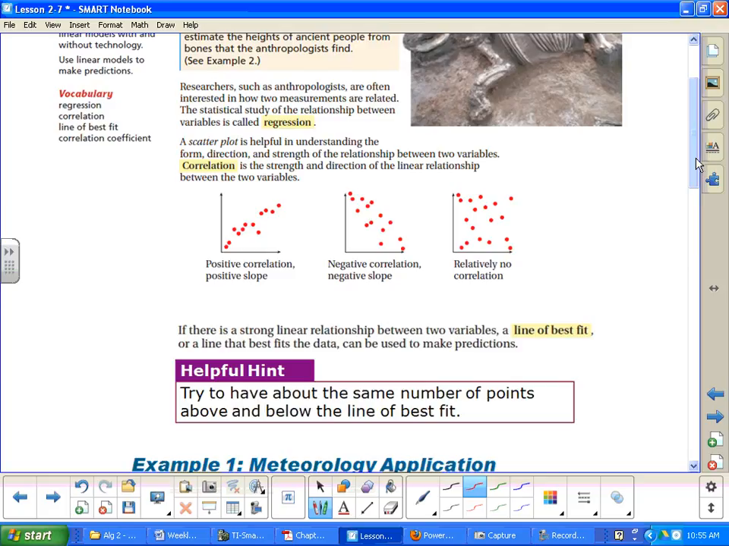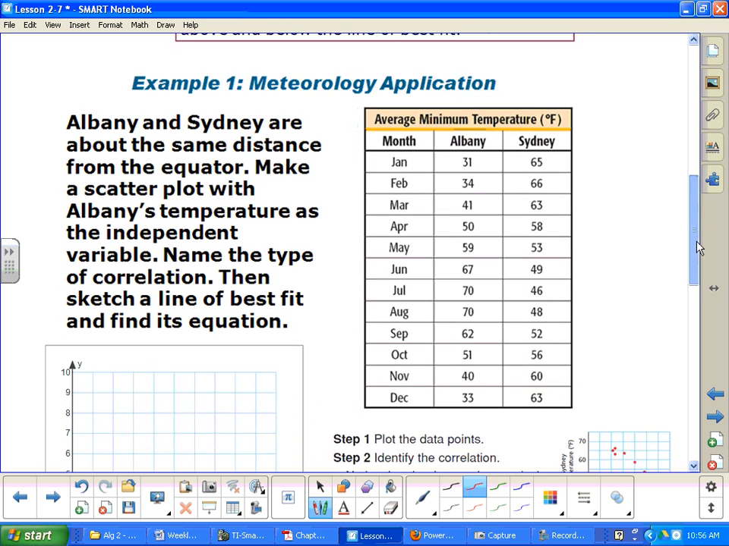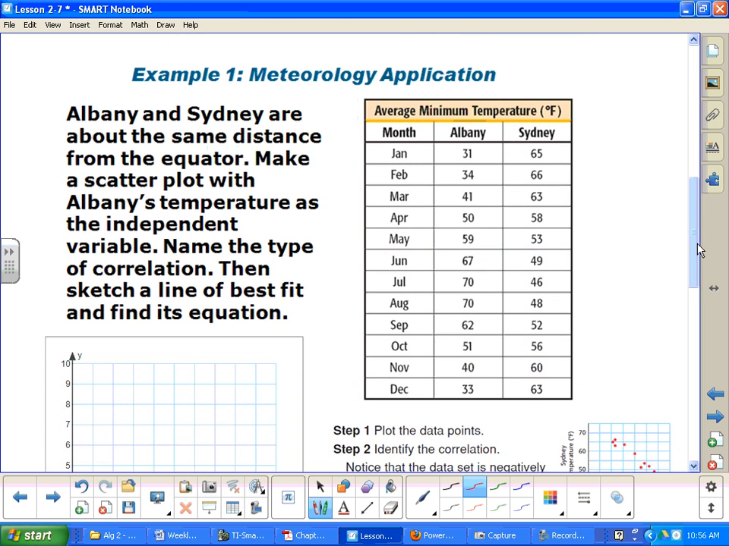So when we're trying to find a line that fits the data the best, we're trying to find a line of best fit. And when we do it by hand, we usually want to have the same number of points above and below our line. So we're going to take a set of data here, from a meteorology application, and find our line of best fit for this data.